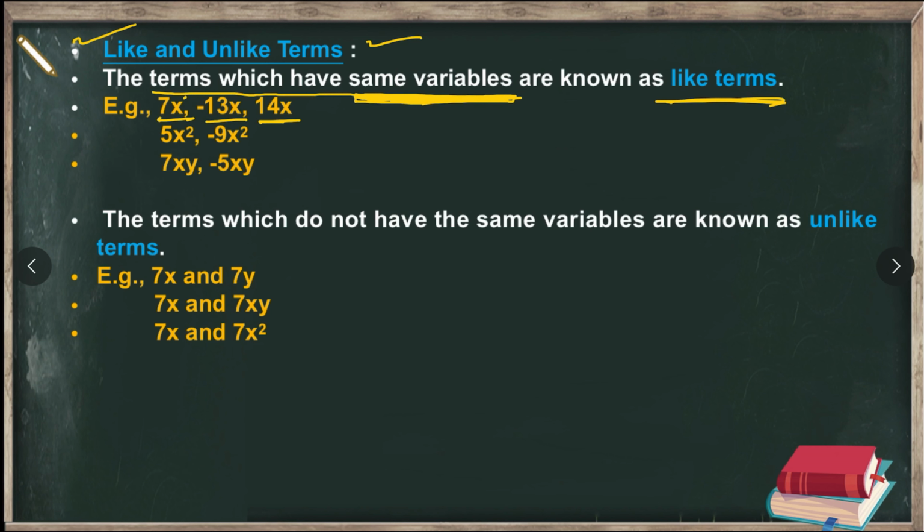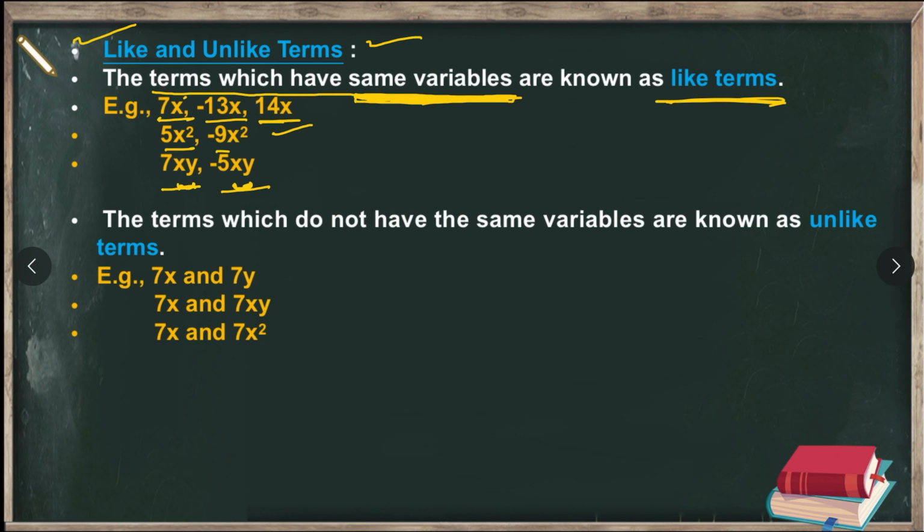Now in this one we have 5x square and minus 9x square. Again the variable is the same, which is x square, irrespective of the coefficients, which are 5 and minus 9. Next we have 7xy and minus 5xy. Again the variables are x into y and x into y. So when the variables in the terms are the same, they are called like terms.